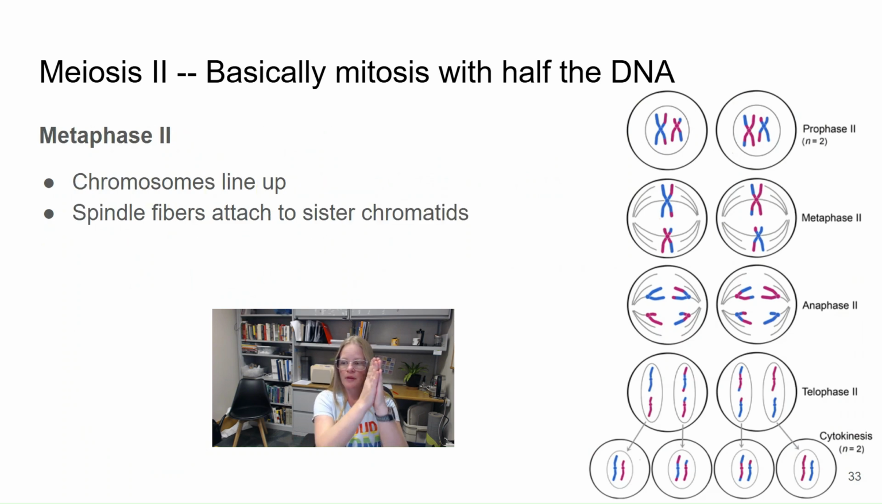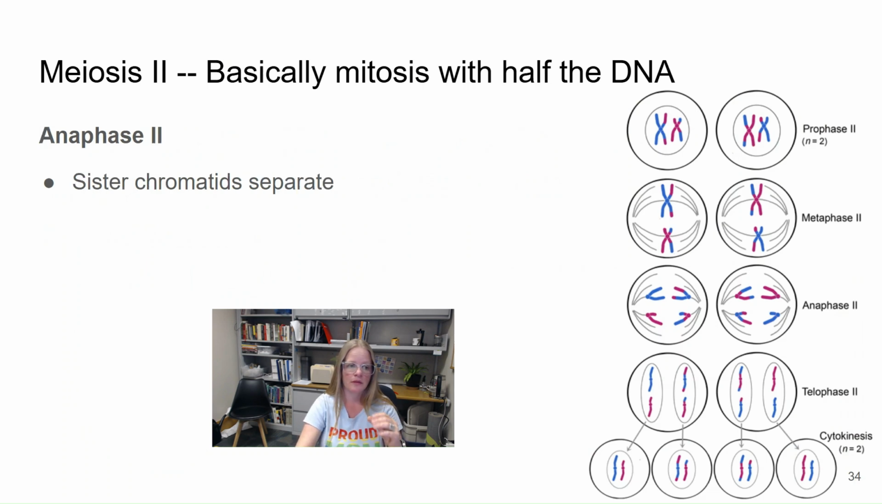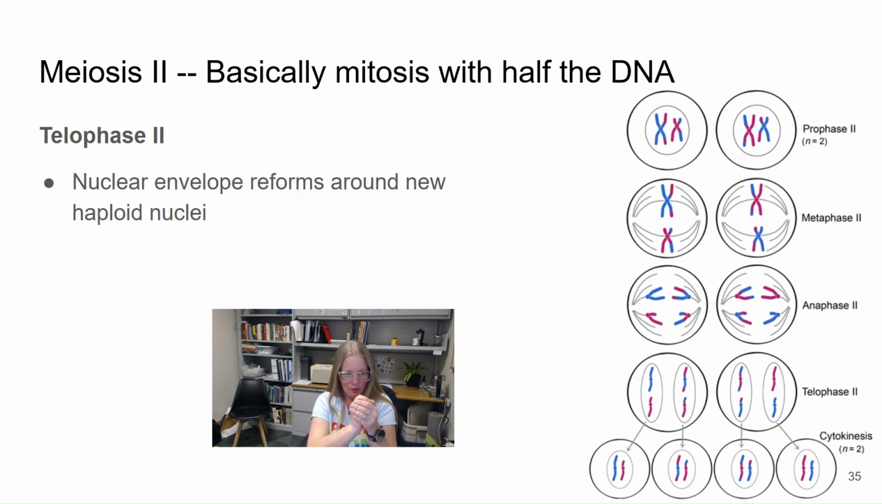Okay. In metaphase 2, we're going to line up our chromosomes along the equatorial plane, just like we saw in mitosis. Our spindle fibers are going to attach to each of the sister chromatids. So then in anaphase 2, our sister chromatids are going to separate just like we saw in mitosis. In telophase 2, we're going to reform that nuclear envelope around the haploid nuclei.